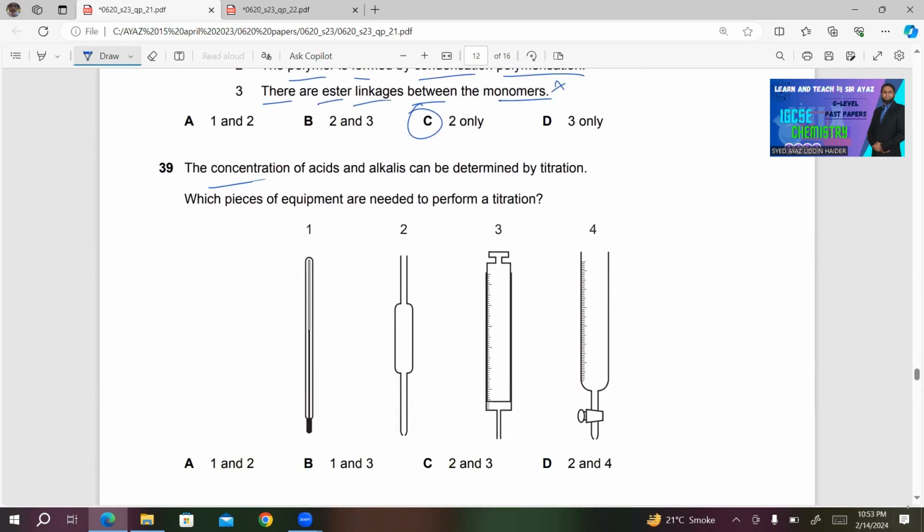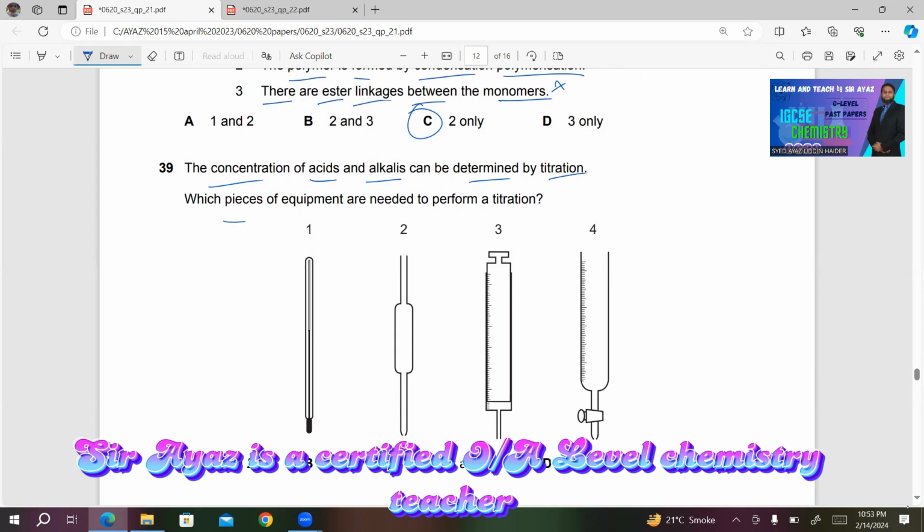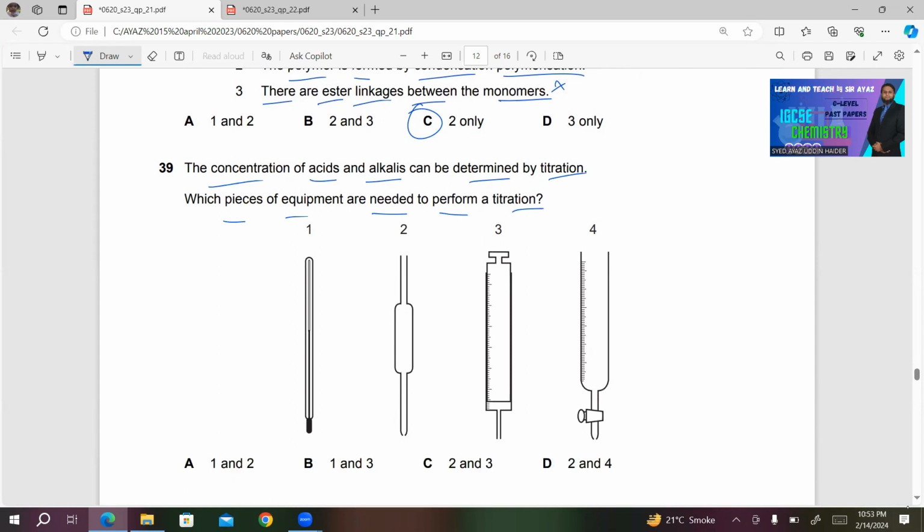39, the concentration of acids and alkalis can be determined by titration. Which pieces of equipment are needed to perform a titration? We need pipette, we need burette. You don't need thermometer, you don't need this gas setting. So D will be the right answer in this one.